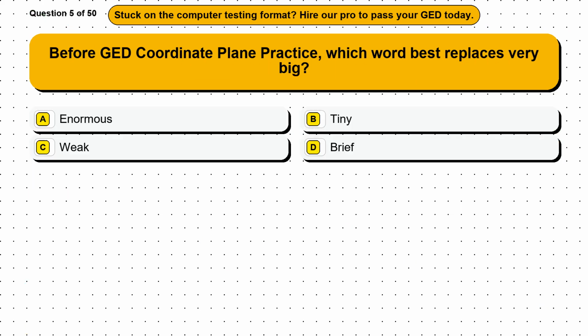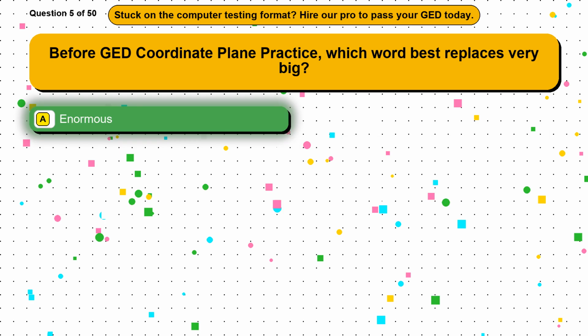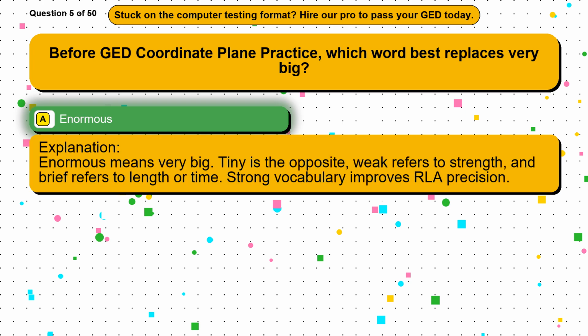Question 5. Before GED Coordinate Plane Practice, which word best replaces very big? Option A, enormous. Option B, tiny. Option C, weak. Option D, brief. The correct answer is option A, enormous. Enormous means very big. Tiny is the opposite, weak refers to strength, and brief refers to length or time. Strong vocabulary improves RLA precision.